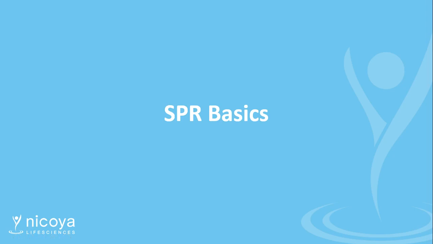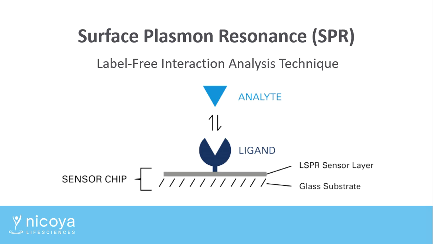We'll start by going through some basic SPR theory. Surface plasmon resonance, or SPR, is a label-free interaction analysis technique, which is great for us because it means that we don't need to spend any time or money labeling our samples with radioactive or fluorescent probes.